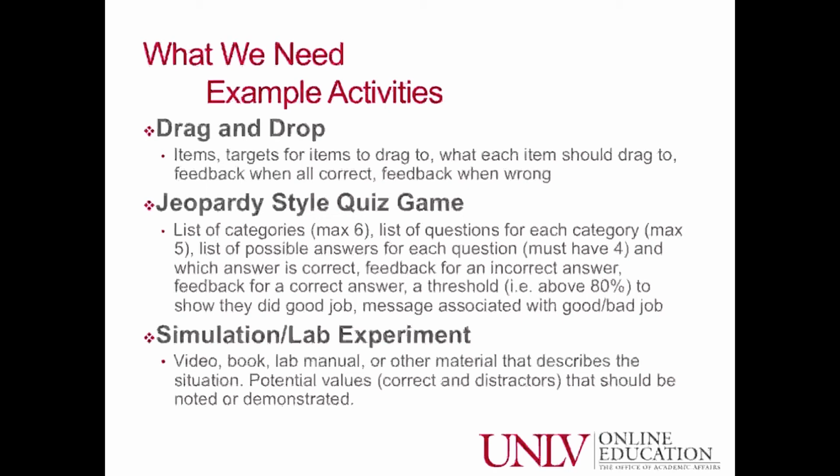And then going into something like a Jeopardy style quiz game, once again, you're looking at questions and answers, but we'd need enough to fill the entire board. So if you had 6 categories of questions with 5 questions for each category, we're going to need 30 questions. And then what are the possible answers for each question? If it's a multiple choice Jeopardy game, we need to know all the possibilities that should come up, or what distractors should be there.